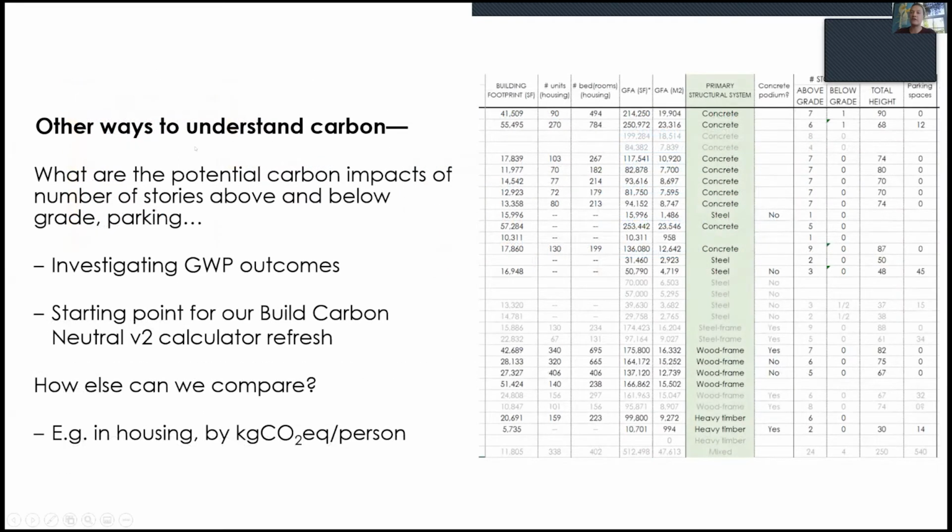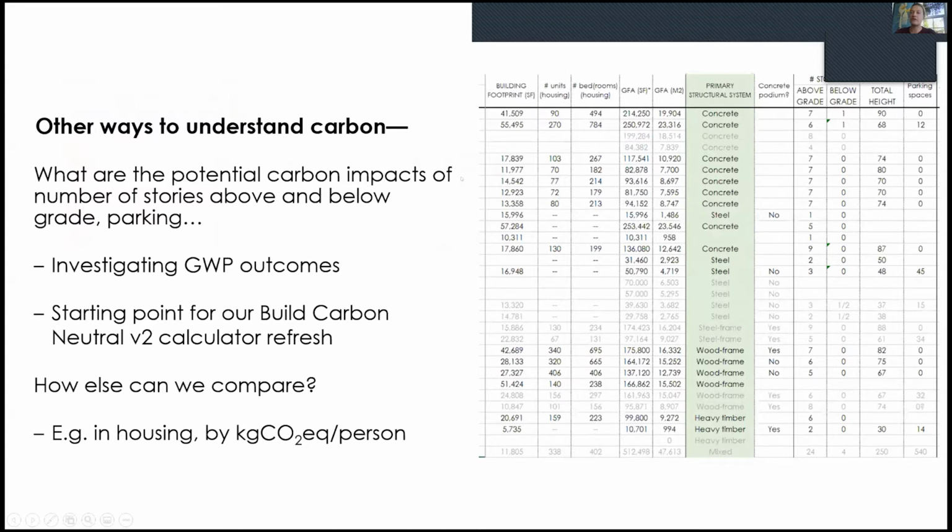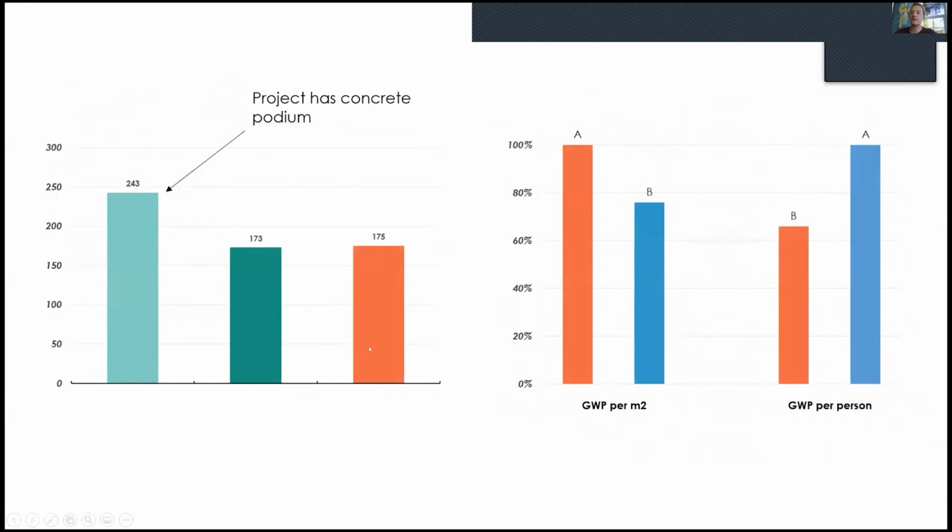And then one last piece that Jess started to hit on is the usefulness of having a database to be able to start to look at carbon more holistically. Some of that may include looking at these three projects on the left here, which are all predominantly wood frame construction, but this one with higher global warming potential has a concrete podium. And so how does that affect our overall carbon footprint? What can we understand about how much that podium impacts our overall carbon footprint?